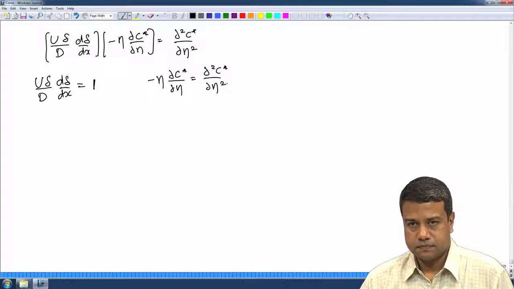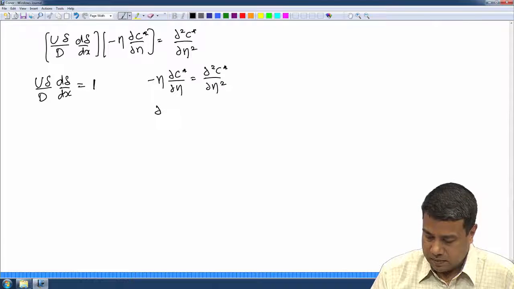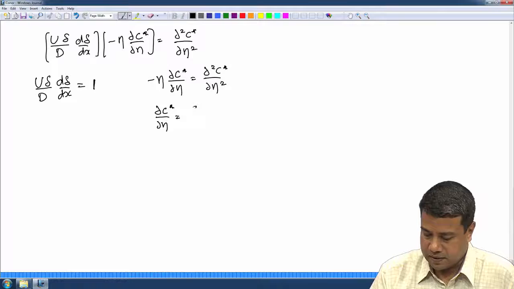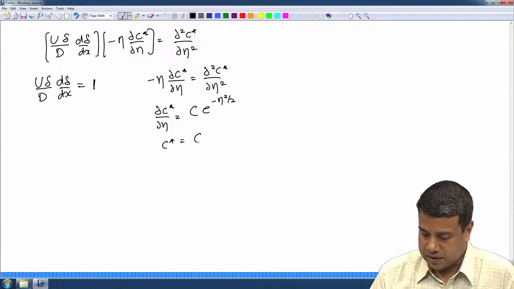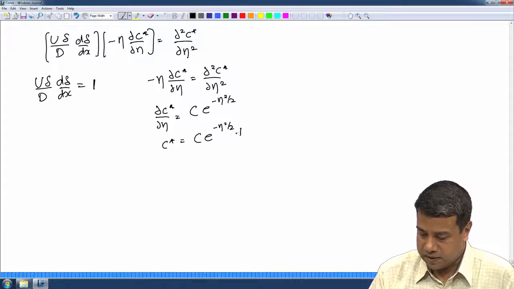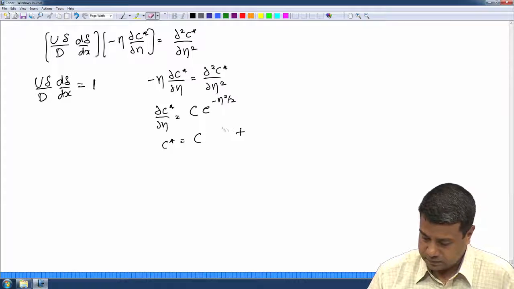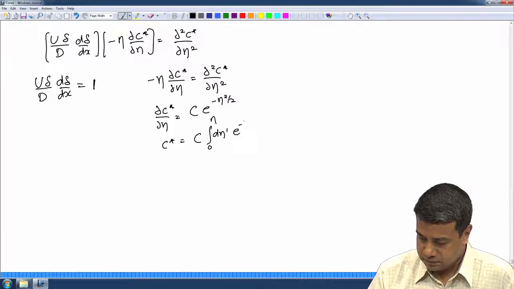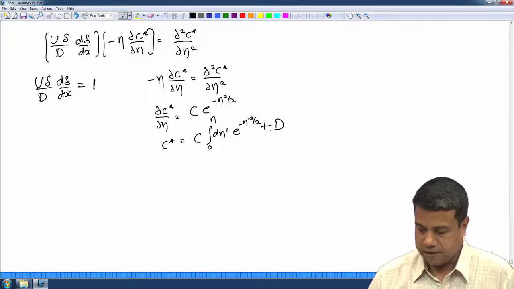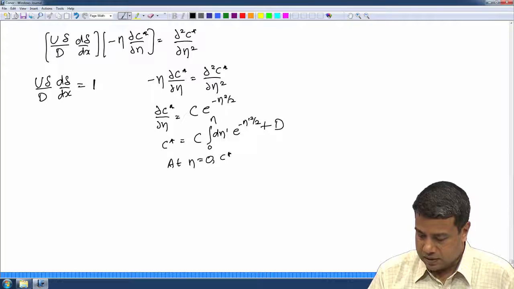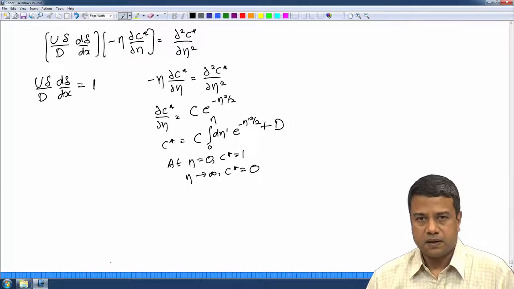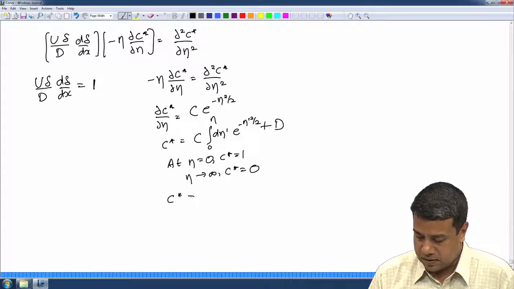You can integrate this once to get partial C star by partial eta is equal to some constant e power minus eta square by 2, and C star is equal to C e power minus eta square by 2 plus some constant d, and I have boundary conditions at eta is equal to 0, C star is equal to 1, and eta tends to infinity, C star is equal to 0.